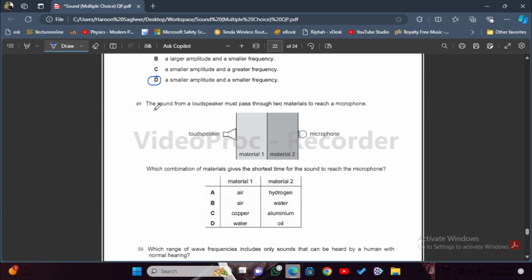Alright, in question number 49, the sound from the loudspeaker must pass through two materials to reach a microphone. So here is material 1 and material 2. Which combination of materials gives the shortest time for sound to reach the microphone? Right, the speed of sound in solids is greater than the speed of sound in liquids, and that is greater than the speed of sound in air. So in order to transfer energy very quickly from this point to this point, there have to be materials which are solid, mostly metals. So C is the correct one, copper and aluminum.